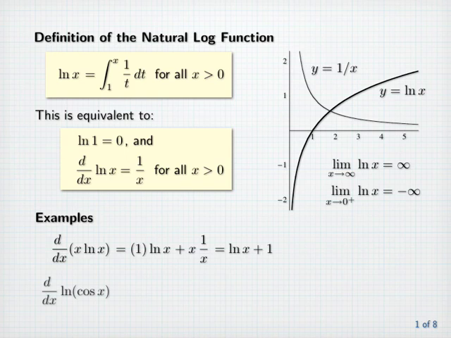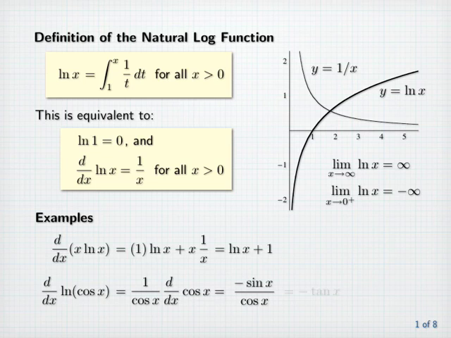Now let's take the derivative of the natural log of cosine x. Here we need to use the chain rule. We'll take the derivative of the outside function, writing 1 over the inside function cosine x, and then multiply by the derivative of the inside function cosine x. So we have 1 over cosine x times the derivative of cosine, which is minus sine x. So we have minus tangent x.